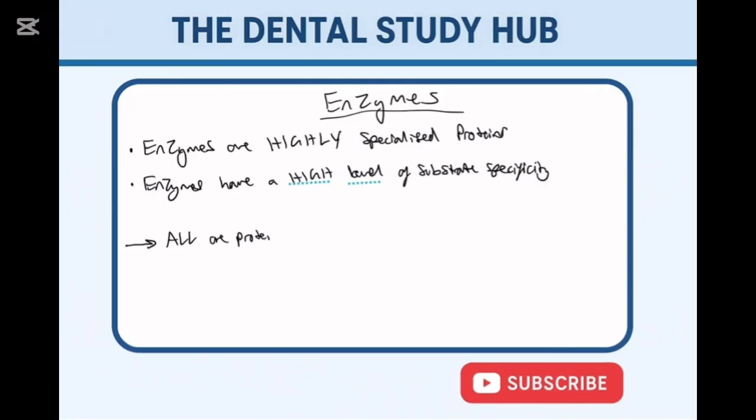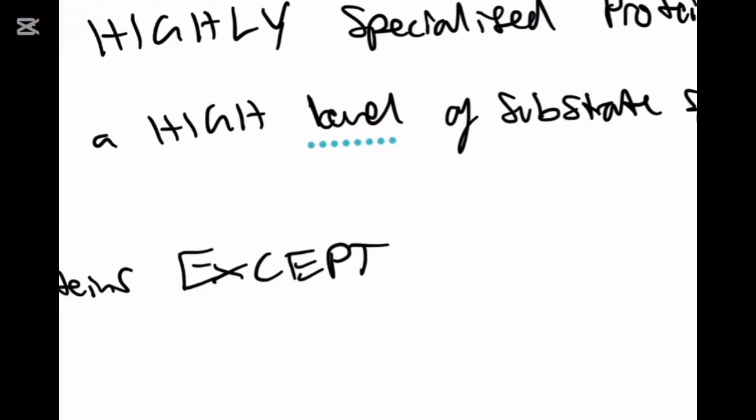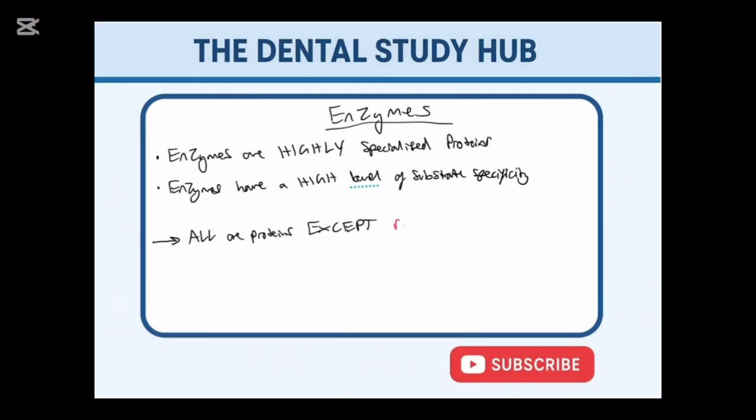So we can say that all enzymes are proteins, except for ribozymes. Now, what are ribozymes? Ribozymes are very similar, however, they are made of nucleotides rather than proteins. So you can see here, it's composed of nucleotides rather than proteins. And that is the key difference, but the only exception is ribozymes.